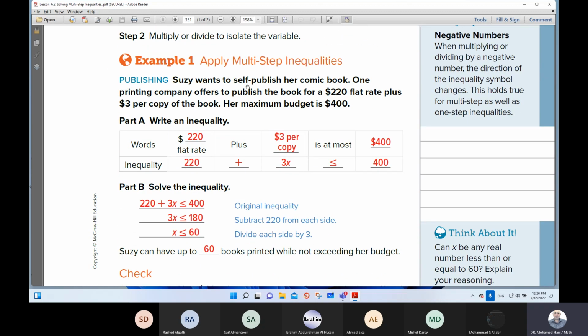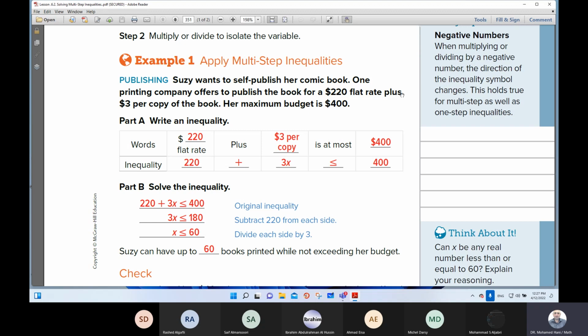Susie wants to publish her comic book. One printing company offers to publish the book for a 220 flat rate plus 3 per copy of the book. Her maximum budget is 400. So from this word problem, we want to write the inequality at first, then we want to solve this inequality.